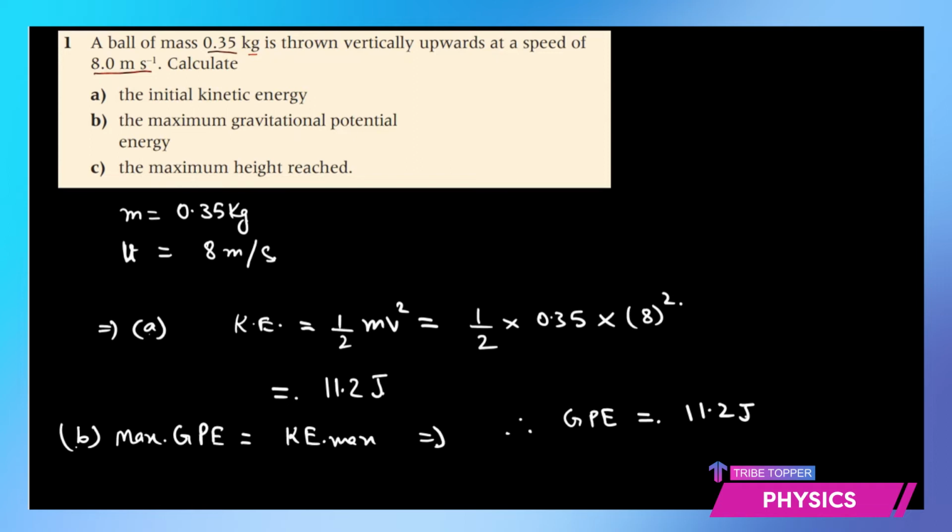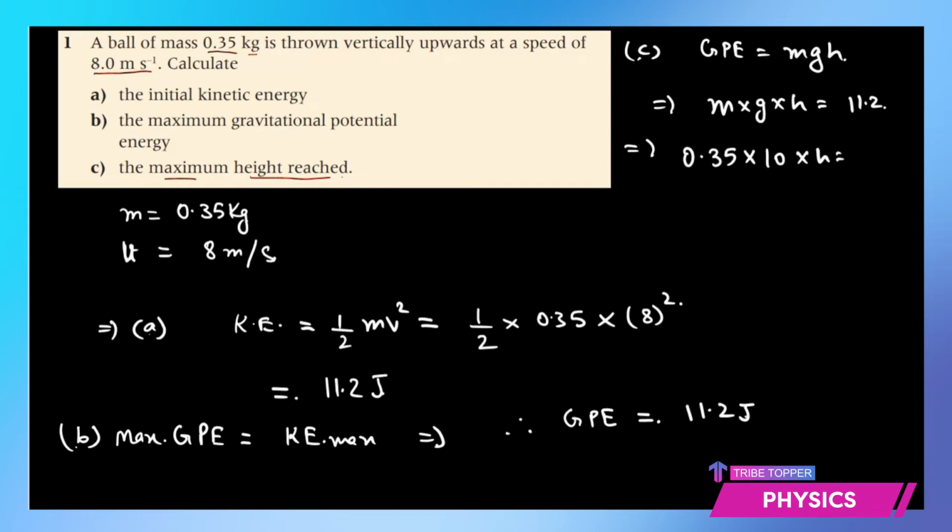Now that we know the gravitational potential energy, they ask for the maximum height reached. Not a problem, we can find it out. Because we know the gravitational potential energy, what's the formula? That's mgh, and we have the value. So m times g times h is equal to 11.2. Mass is 0.35, g is 10, times h is 11.2. Therefore, what will be the height reached? Simply 11.2 over 0.35 into 10, which is 3.5. So dividing these two, we get the height as 3.3 meters. So guys, you can see here, all I did is apply the law of conservation of energy, equating the kinetic energy with gravitational potential energy, and equating the gravitational potential energy with its formula.